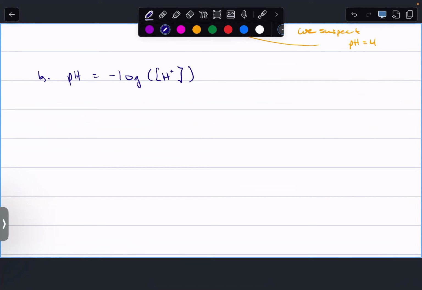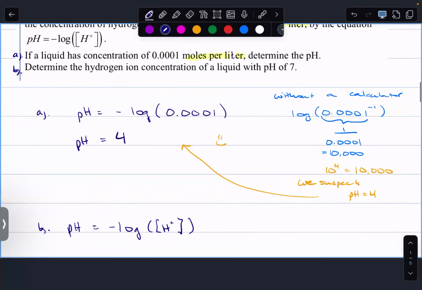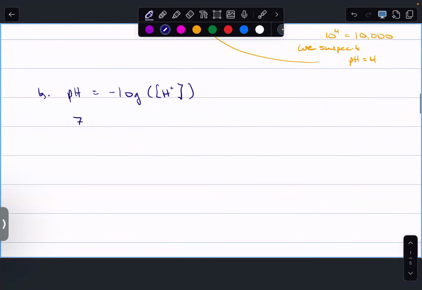Okay, so now I'm forcing the pH to be 7, and I want to solve for what's inside the log. Now, just like exponential functions, you want to get the log on its own, right? Or you could bring the negative inside, but I'm going to bring it over to the left-hand side instead. So I get -7 must be the log of the hydrogen ion concentration.